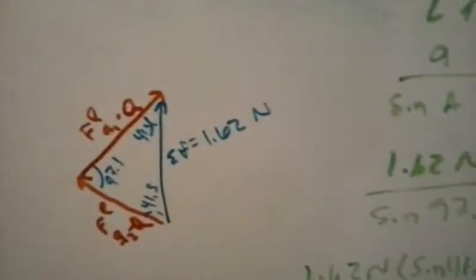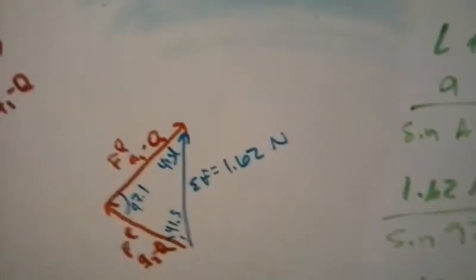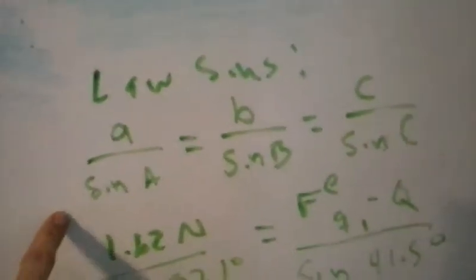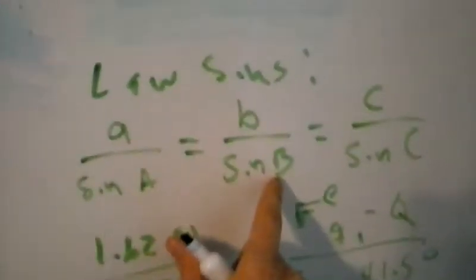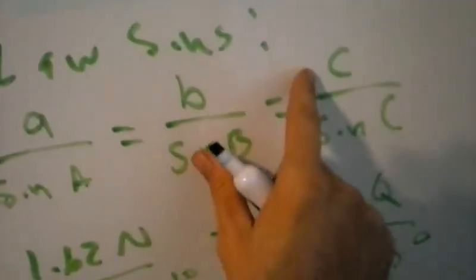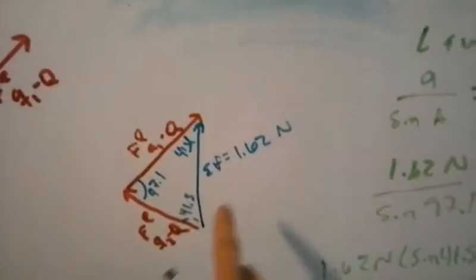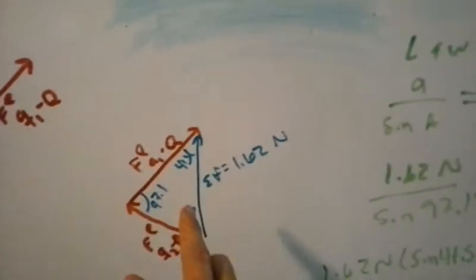Law of cosines would work, but the easier one, when you have 3 angles and 1 side, is to use law of sines. It's easier, it's quicker. So for the law of sines setup, I know it's side A over the sine of the angle opposite side A equals side B over the sine of the angle opposite side B equals side C over the sine of the angle opposite side C. And so in this case, I'm going to have this side over this angle is equal to this side over this angle.